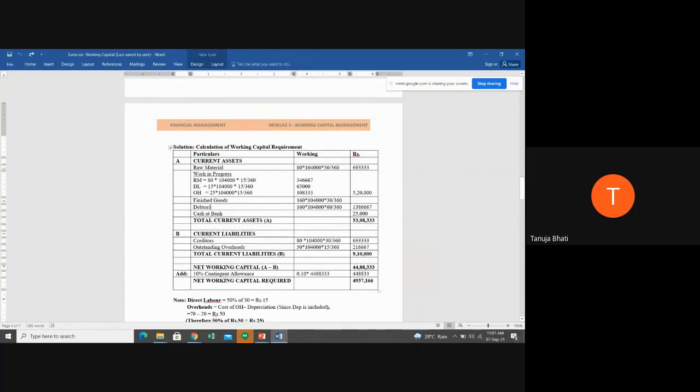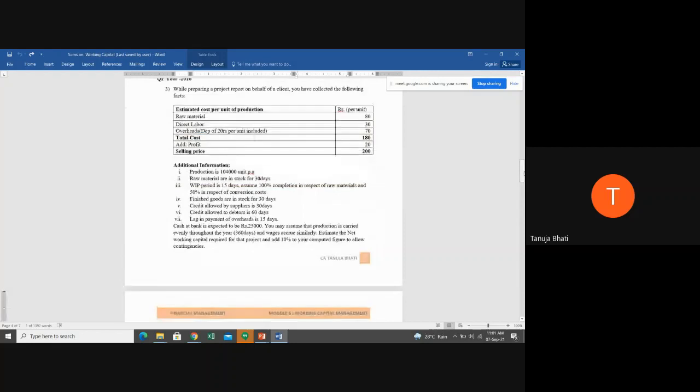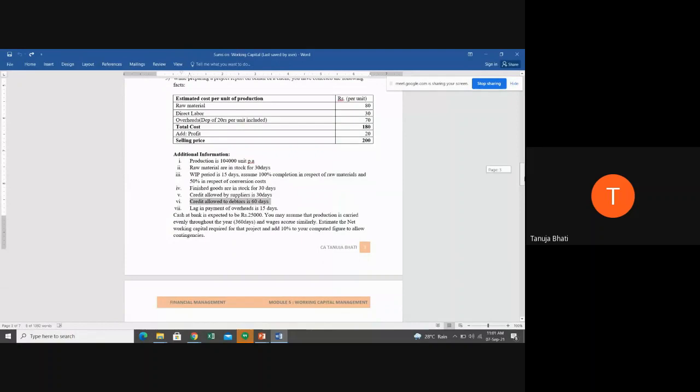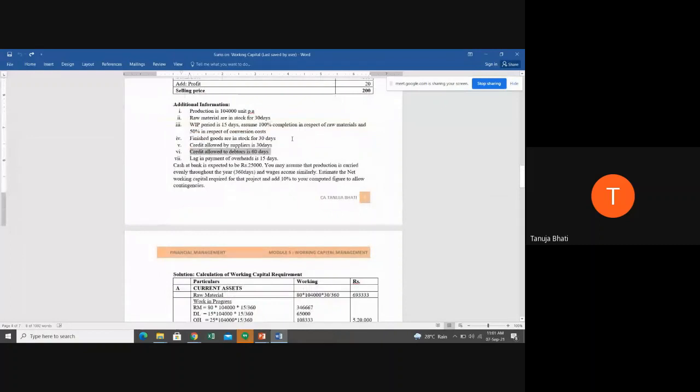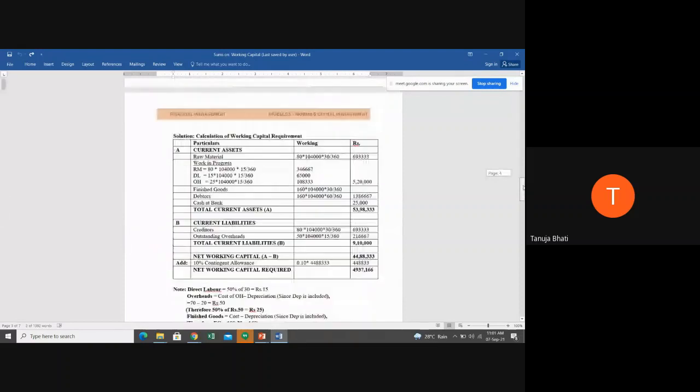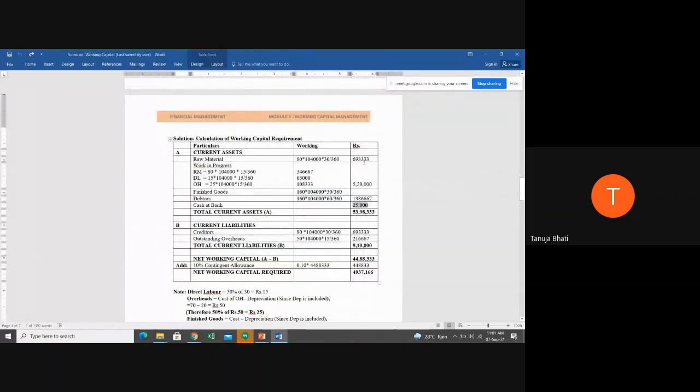Next is debtors. Debtors is again has to be taken at cost. Therefore, 160 into 1,04,000. What is the amount of debtors given here? Credit allowed to debtors is 60 days. So into 60 divided by 360. Cash in bank is given as 25,000. Therefore, you have directly taken it as 25,000. You got the total current assets as 53,98,333.